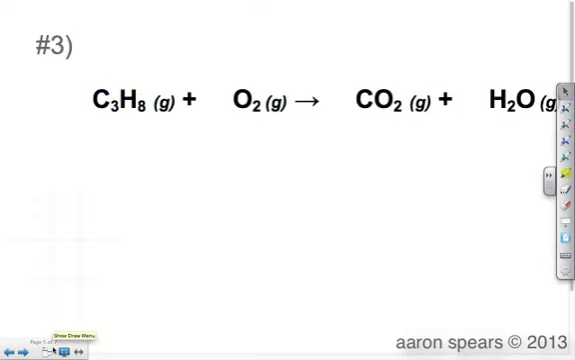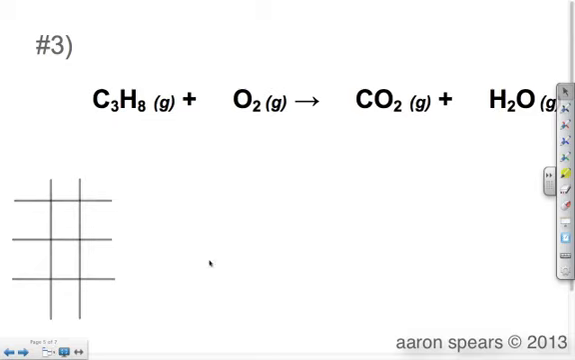In example 3, we are to balance a chemical equation of the reaction of propane, C3H8, with oxygen gas to produce carbon dioxide and water. First thing I'm going to do is to make an inventory list of the atoms in this reaction. I notice across this chemical equation I have carbon, hydrogen, and oxygen.